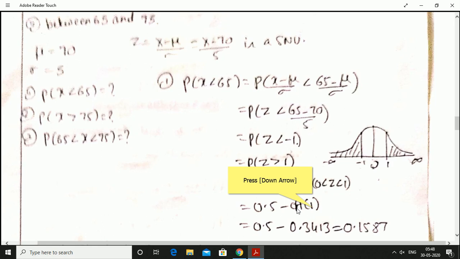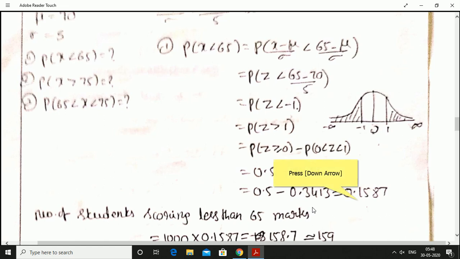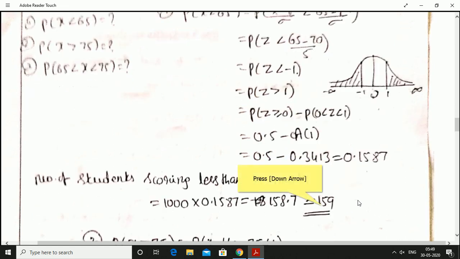Area from 0 to infinity is 0.5 minus area from 0 to 1, just have written it as A of 1. A of 1 from the table is 0.3413. That is equal to 0.5 minus 0.3413 is equal to 0.1587. So the number of students scoring less than 65 marks is equal to total frequency. Total number of students is 1000 into 0.1587 is equal to approximately 159 students.